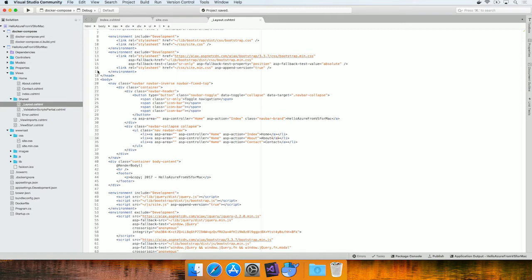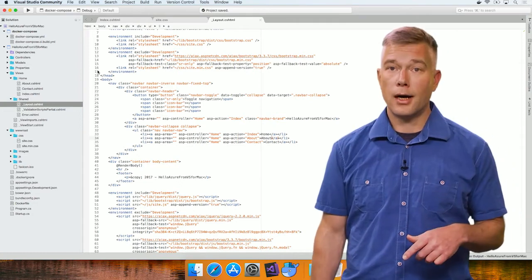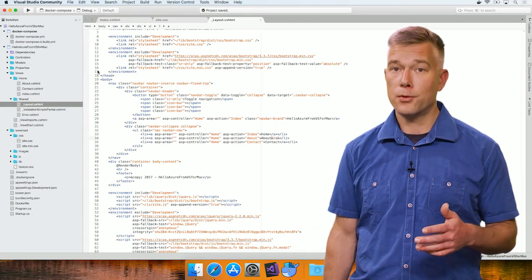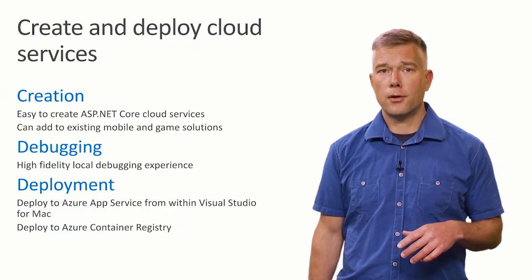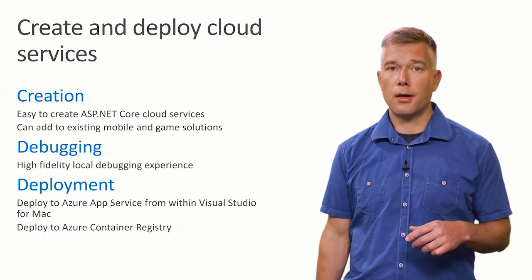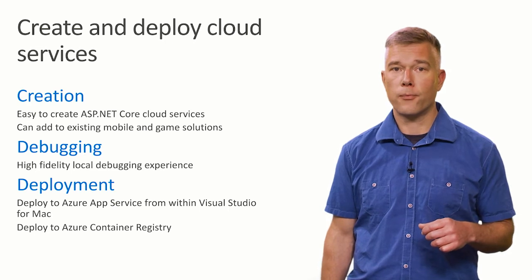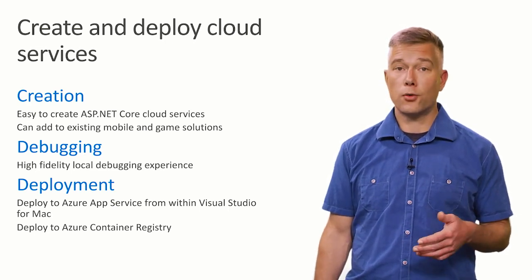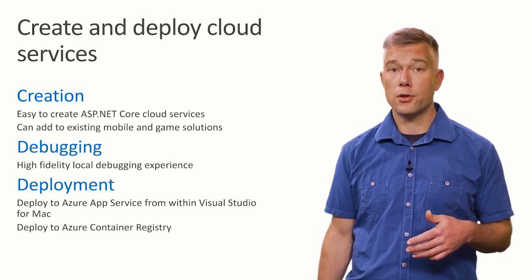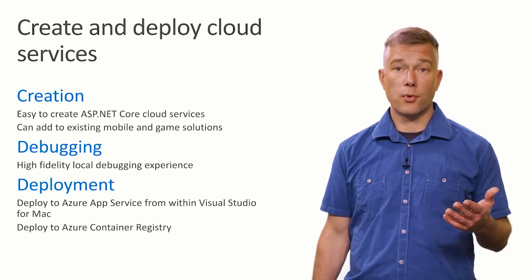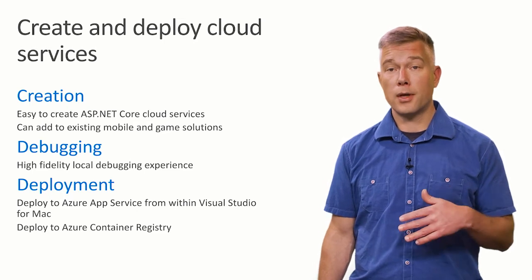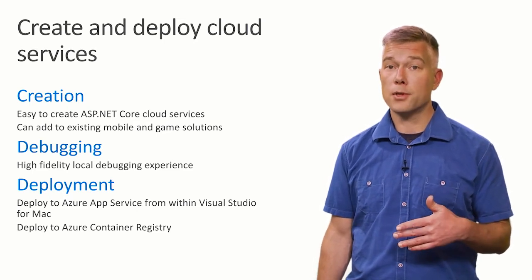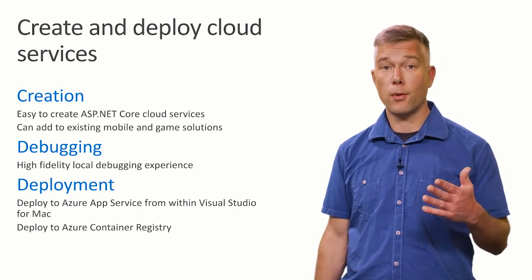And so that's a good sense of some of the new improvements in the Visual Studio for Mac tooling for ASP.NET Core projects. Okay, I hope you like that, and you can see how you would use that in your own projects. Next, I want to talk about how you would create and deploy cloud services with Visual Studio for Mac. So as you saw, it's easy to create ASP.NET Core cloud services. You can create these projects on their own in their own solutions, or you can add them to existing mobile and game solutions that you already have. It works either way.